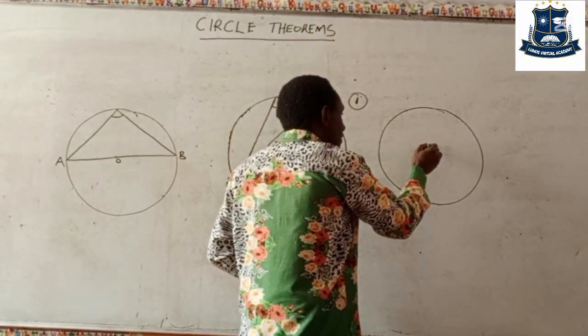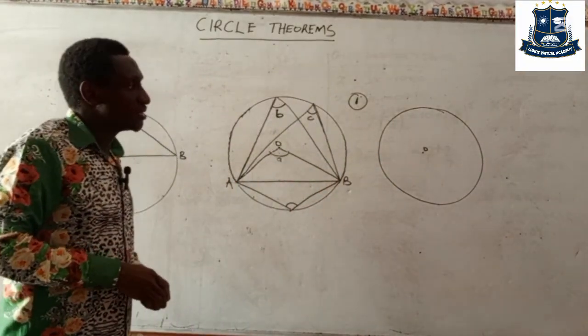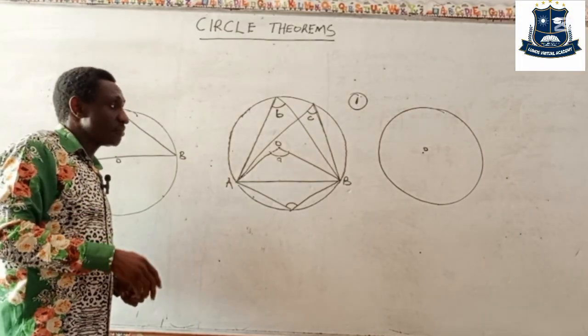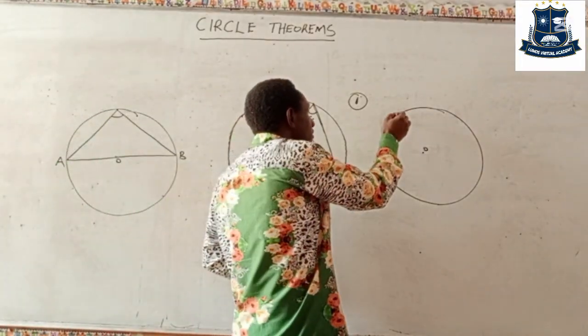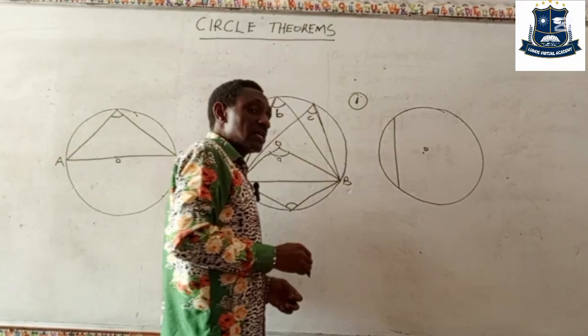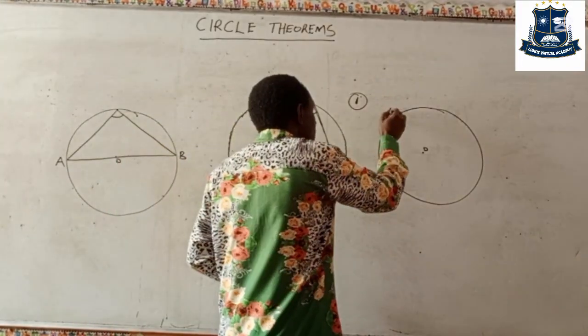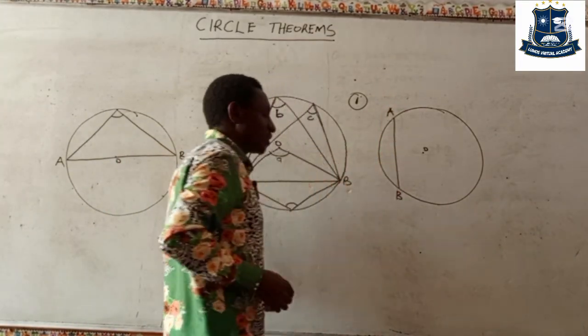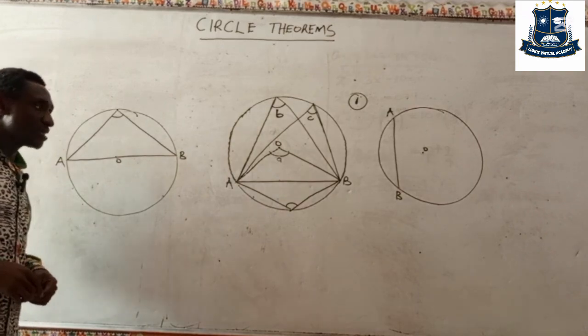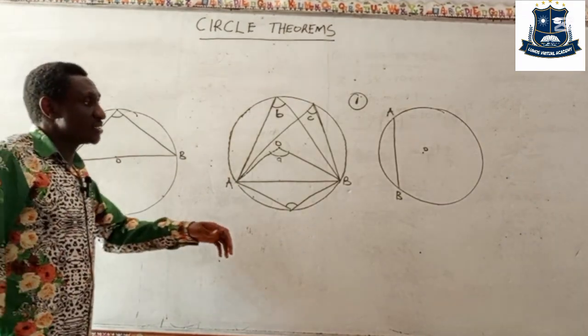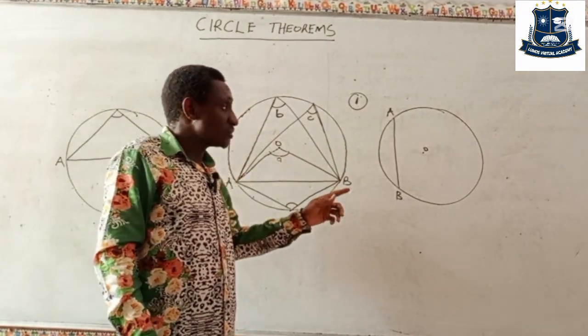and this is my center, O. Remember, the center is usually written as O. Then I have a chord like this. Now I can give my chord a name, AB. So I have a circle and then I have a chord. A chord is a line that moves from circumference to circumference without passing through the center.